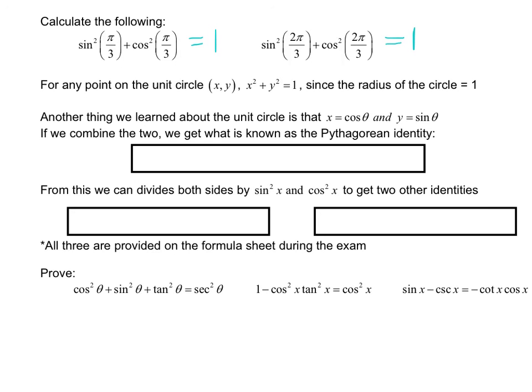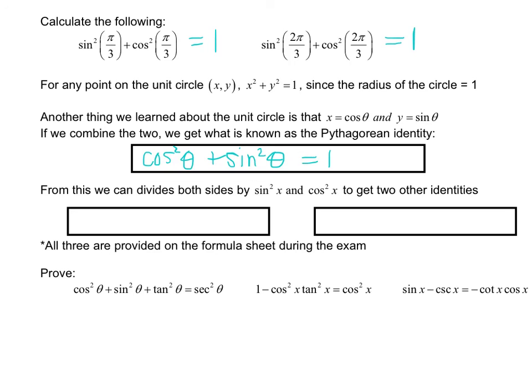So how did that happen? Well, for any point on the unit circle, x squared plus y squared is 1. That's our Pythagorean theorem. And we know that x represents cosine of the angle and y represents sine of the angle. So if we combine those, then we can get a Pythagorean identity, which is very common and one that you will use a lot. And the way that we're going to write that is that cosine squared theta, that could be x as well, plus sine squared theta equals 1. And that will always be true.